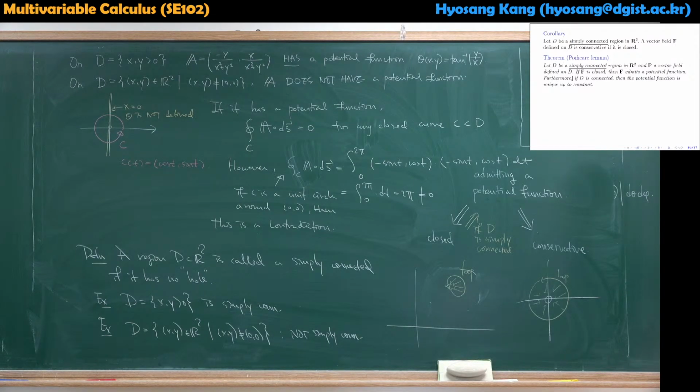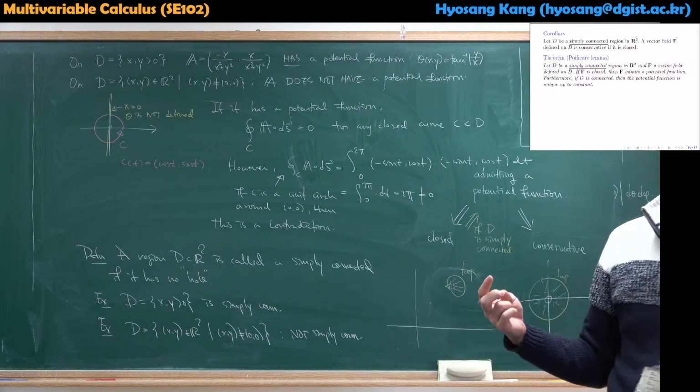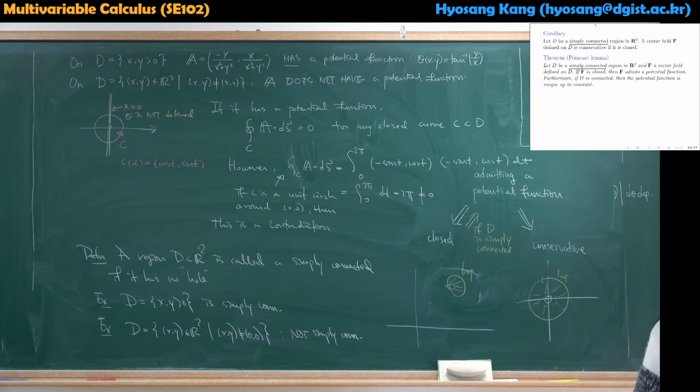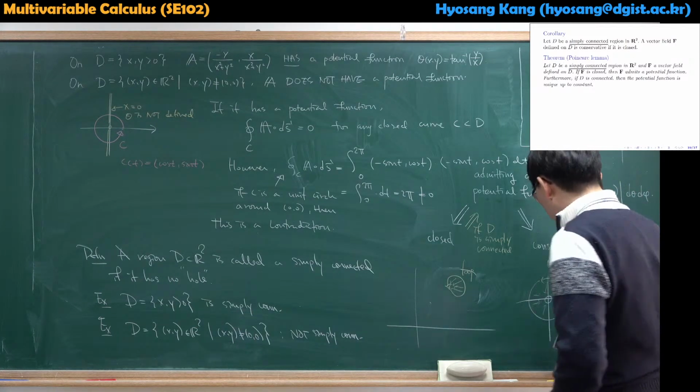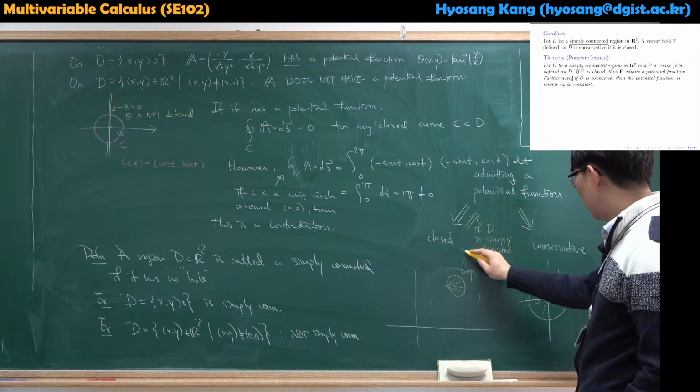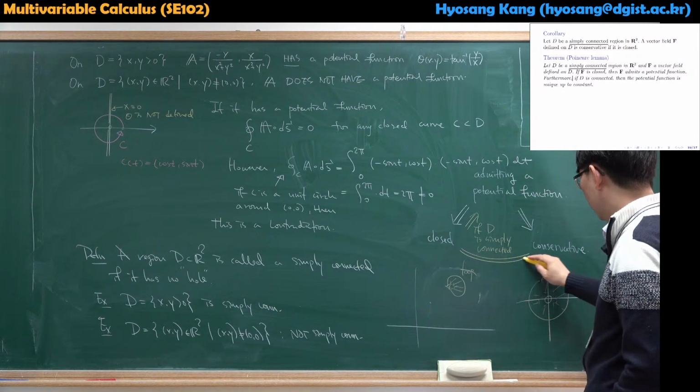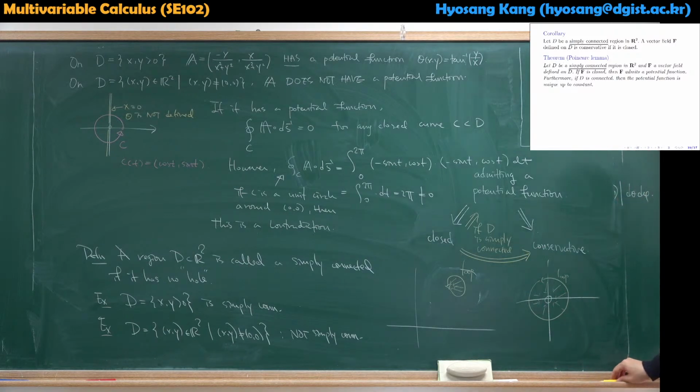Conservative, potential. So if D is simply connected, potential function is closed. Right. So if D is simply connected, then closed means it's conservative. That's the corollary of Green's theorem.